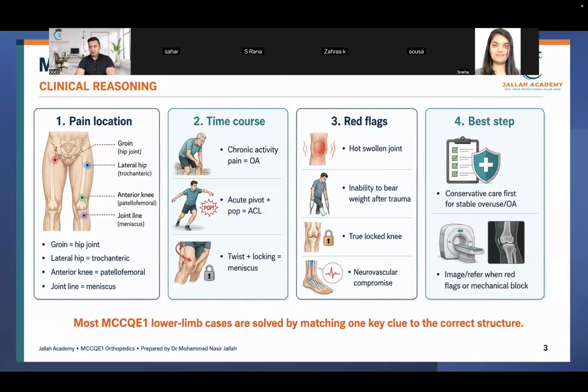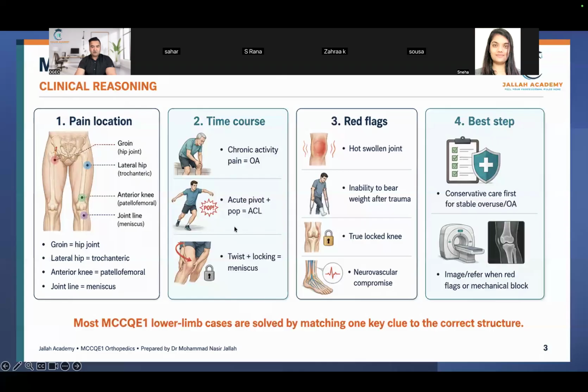So pain location, if it is in the groin, it is usually hip. If it is anterior knee, usually anterior knee pain will be right here and here. The joint line is going to be this line. Patellofemoral pain, and also time.